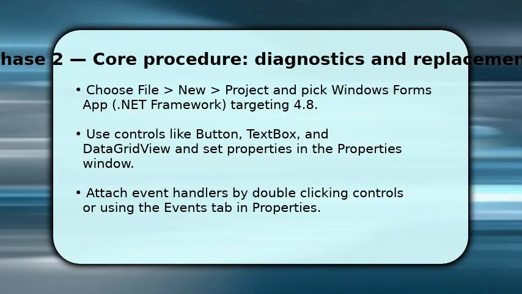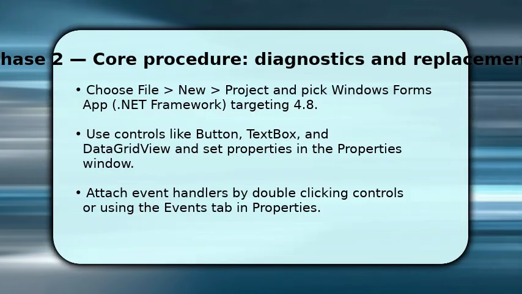Keep Visual Studio open, choose File, New, Project and pick Windows Forms app .NET Framework targeting 4.8. Name your project, set a clear folder location, and create a solution. Use controls like button, text box, and data grid view and set properties in the Properties window.